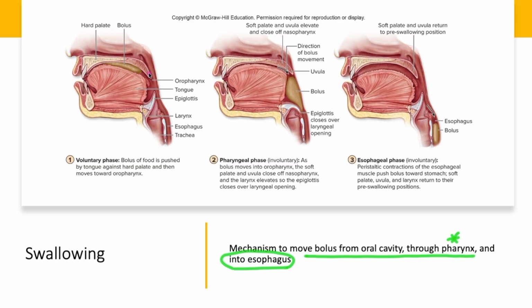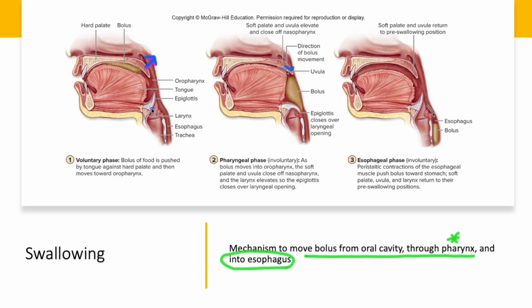First, push the bolus towards the back of your oral cavity. The soft palate is going to lift, and I should pick a different color that shows up a little better. Your soft palate actually lifts and closes off your nasopharynx, so you don't have food and liquid going into your nasal cavity. That would be bad. In fact, they show it over here. The soft palate has sealed off your nasopharynx.